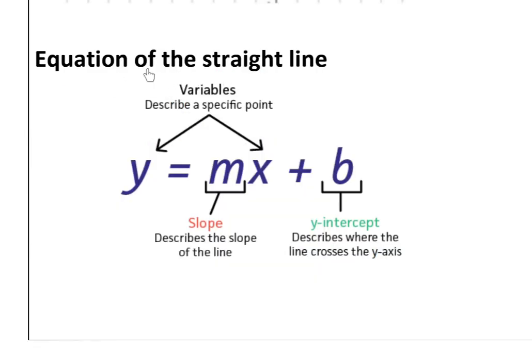Now the main equation of this chapter: the equation of the straight line. How do we find it? The standard form for the equation of the straight line is y equals mx plus b. m stands for the slope or gradient of the line, and b is the y-intercept, which means where the line crosses the y-axis. So y equals mx plus b is the general, standard form for the equation of the line: m for the slope, b for the y-intercept.